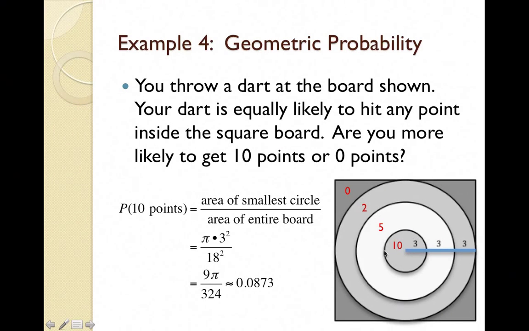And so for the smallest circle, we can see we have a radius of 3. So the area of that circle is going to be pi r squared with r equal to 3. Then the area of the entire board, since this is a square board, we know it's going to be side times side. But how long is one side? Well, we can use our measurements here to figure that out.